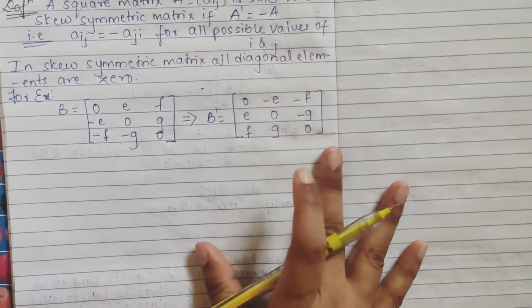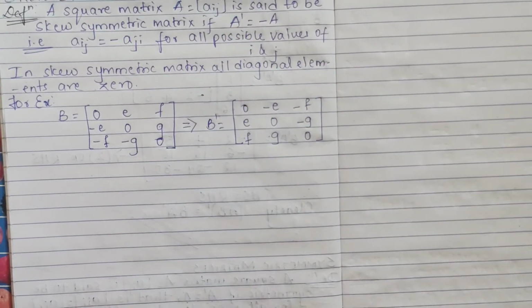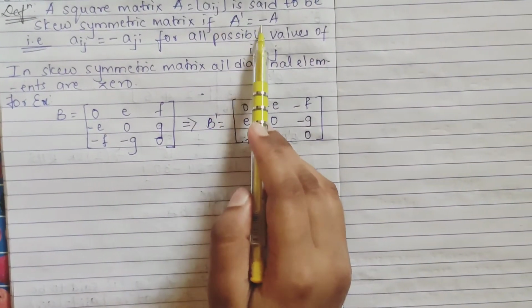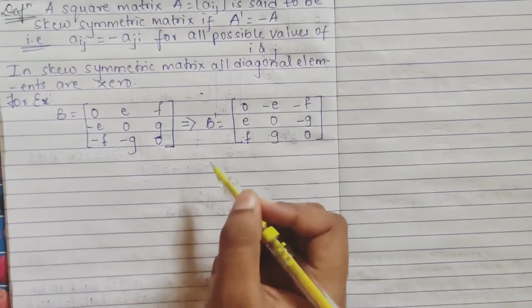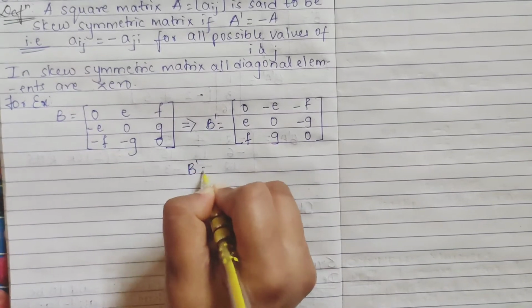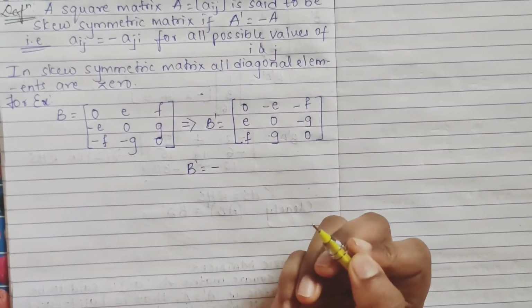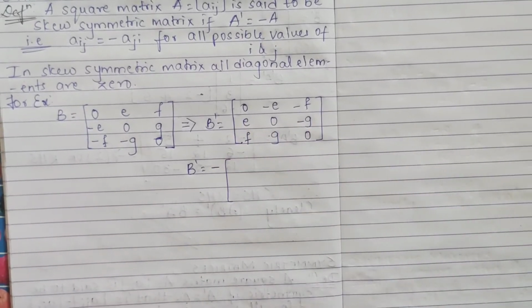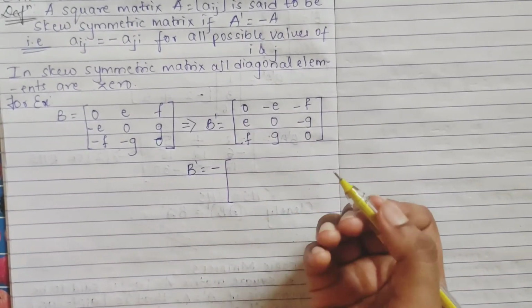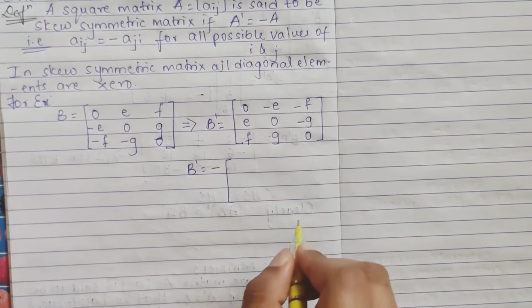And what does a skew symmetric matrix tell? It tells A transpose should be equal to minus of A. Means your B transpose should be minus of B. So what you will do is, taking minus outside, means you are multiplying minus to each number. So wherever minus is there, it becomes plus. Wherever plus is there, it becomes minus.